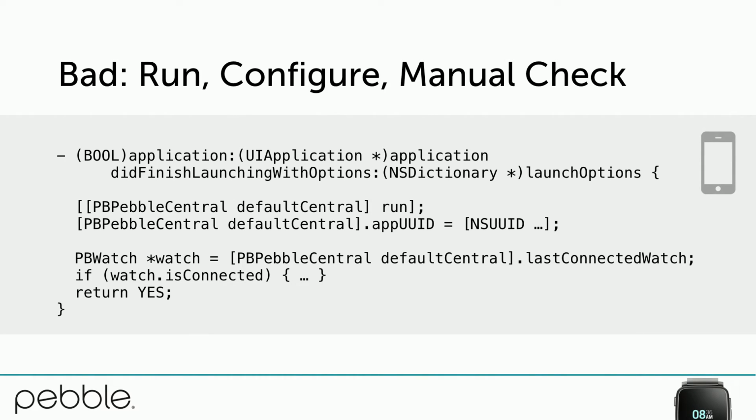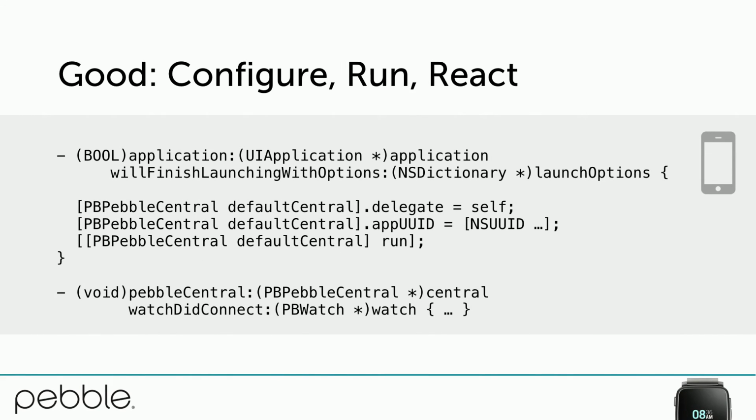So I totally recommend doing this in a specific order. Don't call run first, then configure it, and then check whether there's a connected watch or something like that. Just do it like this. Configure your central, run it, and don't check the connected watches or last connected watch property. There won't be anything in there because it will take a few milliseconds to seconds for the watch to actually connect. So just wait for your delegate to get the call that the watch did connect.